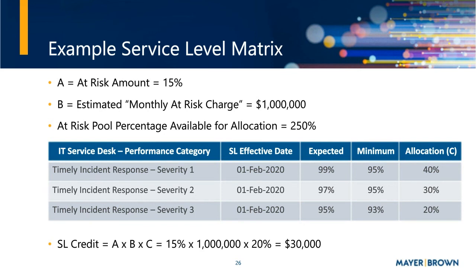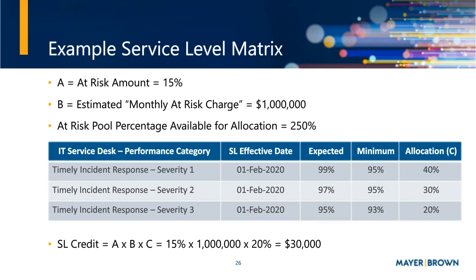The concept here is having a number of percentage points to assign to each of the service levels, so that way a supplier does not need to miss all service levels to face the at-risk amount. In this example, we have a pool percentage of 250% for allocation. The supplier will only pay 100% of the at-risk amount, but it may only miss 4 out of 10 service levels in a month, for example. You can emphasize the importance of different service levels by assigning different allocations between the service levels.